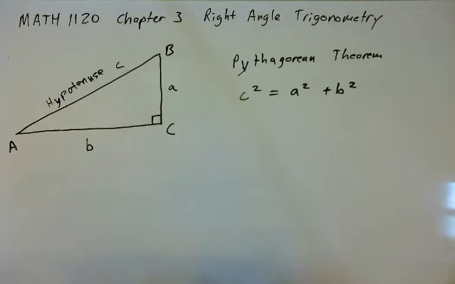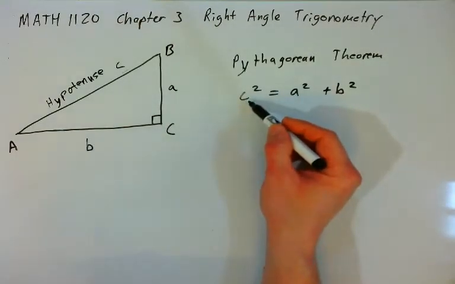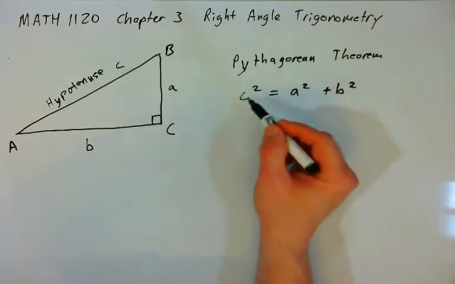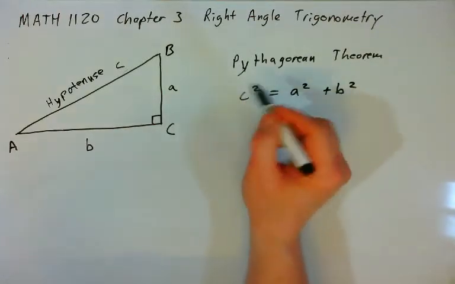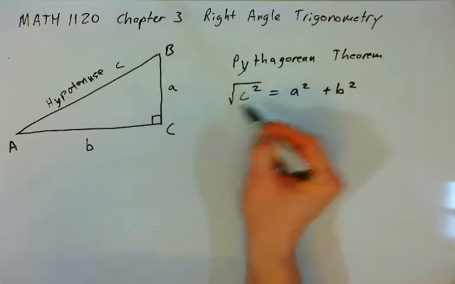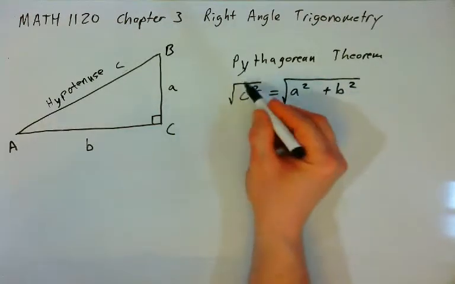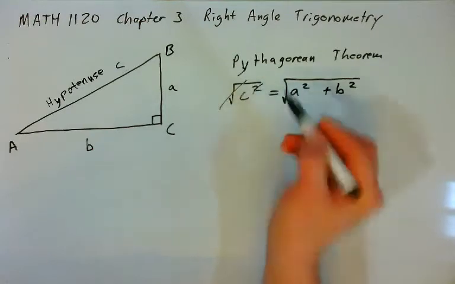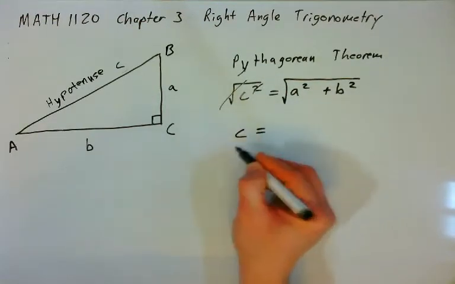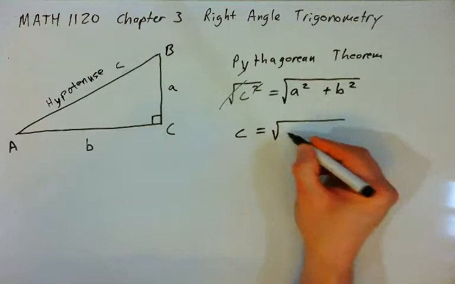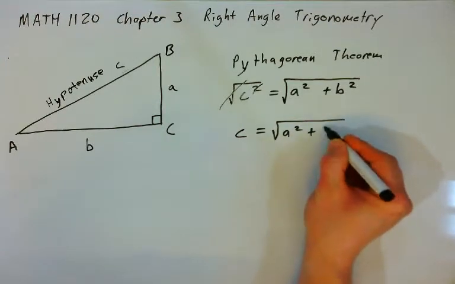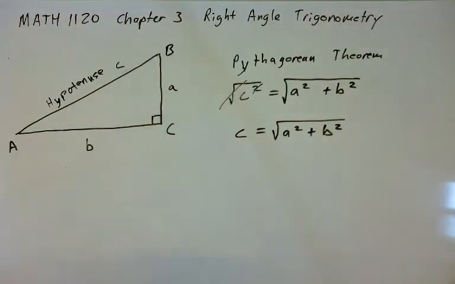And also with this theorem, we're not usually interested in what c squared is equal to. We usually want to know what c is equal to. And so to solve this for c, to get rid of the square, we will take the square root. Whatever we do to one side, we have to do to the other. So we'll take the square root of both sides. And the square root cancels the square. And we can say that the length of the hypotenuse will be equal to the square root of the sum of the squares of the other two sides.